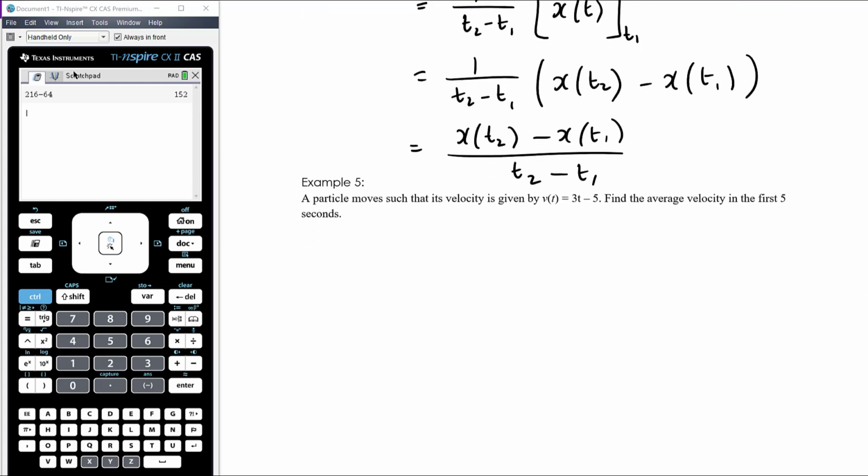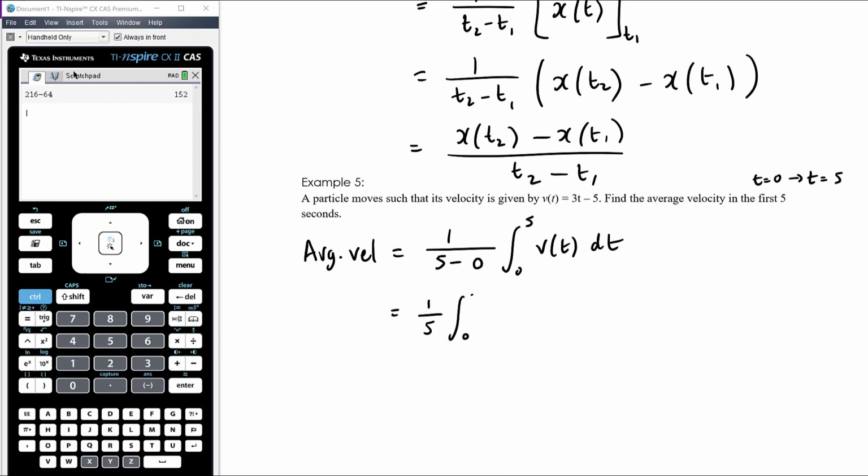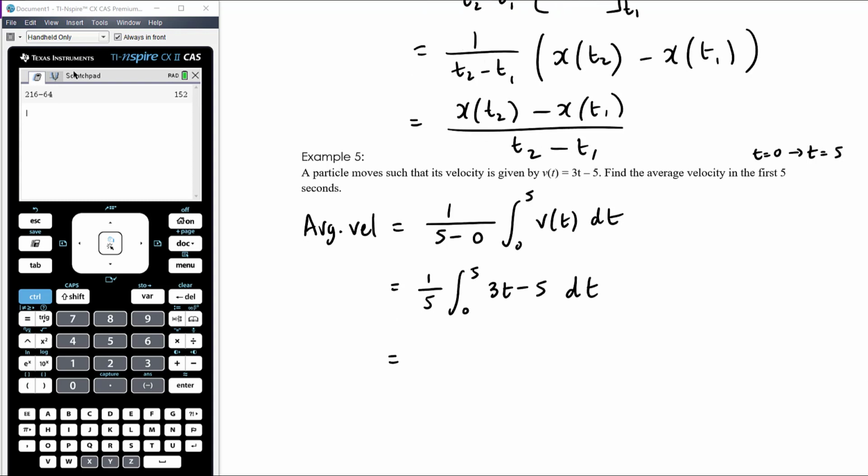A particle moves such that its velocity is given by v of t equals 3t minus 5. Find the average velocity in the first 5 seconds. So average velocity is going to be the average value of the velocity function in the first 5 seconds. So that's t equals 0 to t equals 5. So it's going to be 1 over 5 minus 0, integral from 0 to 5 of velocity. So that's 1 on 5, integral from 0 to 5 of 3t minus 5. So the antiderivative of 3t is 3t squared on 2 minus 5t. We're doing that from 0 to 5.